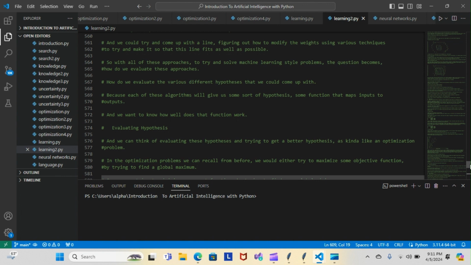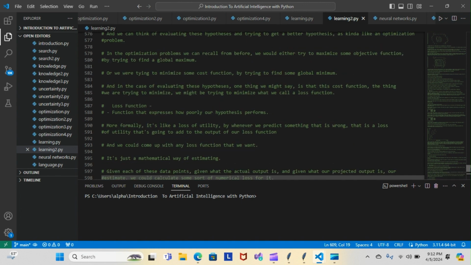And we can think of evaluating these hypotheses and trying to get a better hypothesis as kind of like an optimization problem. In the optimization problems we can recall from before, we would either try to maximize some objective function by trying to find a global maximum, or we were trying to minimize some cost function by trying to find some global minimum. And in this case of evaluating these hypotheses, one thing we might say is that this cost function, the thing we are trying to minimize, we might be trying to minimize what we call a loss function. And this is a function that expresses how poorly our hypothesis performs.